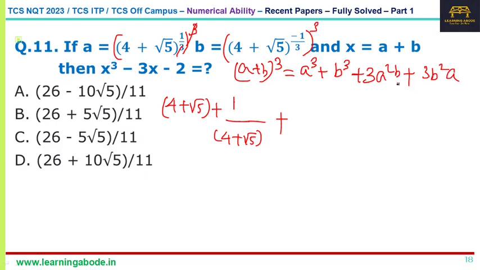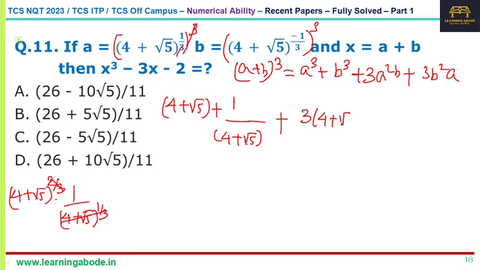Now we have to write 3a square b. Let me write a square b first. Now a square b means (4 plus root 5) square, okay, into b. What is b? 1 by (4 plus root 5) power 1 by 3. Now if you simplify this, you will get 4 plus root 5, right. So you get 3 into (4 plus root 5), that's the third term. Similarly, you will get 3 into 1 by (4 plus root 5), that will be the fourth term.